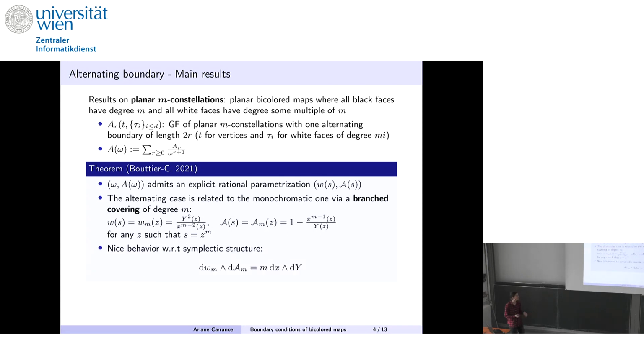And one thing that's very nice in this relation is that the behavior of the symplectic structure through this covering is the simplest thing that you could hope for in the covering of degree M, because if you take the pullback of the symplectic form associated to W_A through this covering, you just get the symplectic form associated to X and Y multiplied by this integer M. So if you hope to have a sort of conservation of volume when you go through covering of degree M, that's really the nicest thing that you could have.